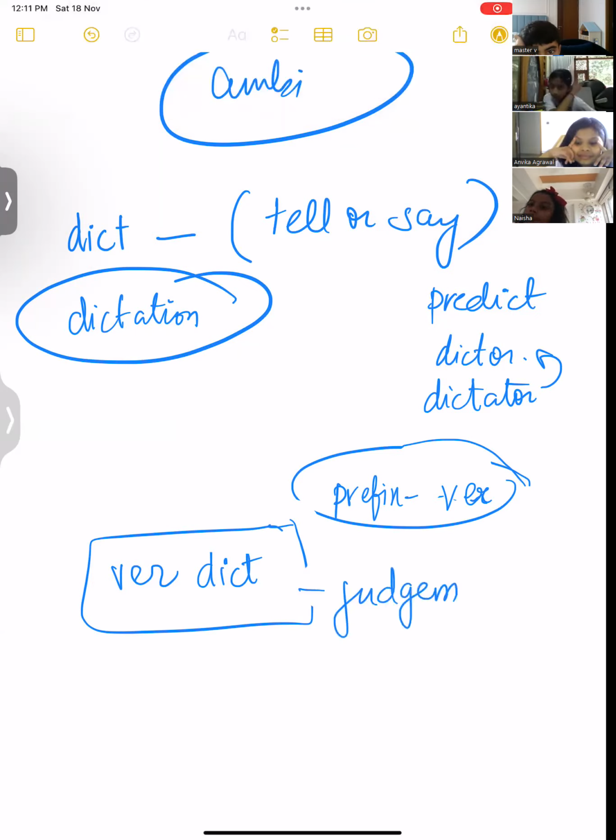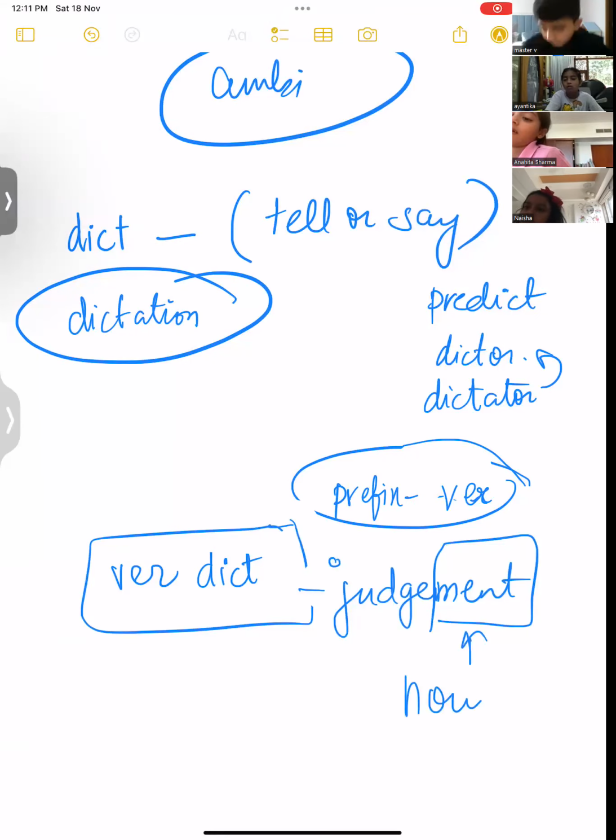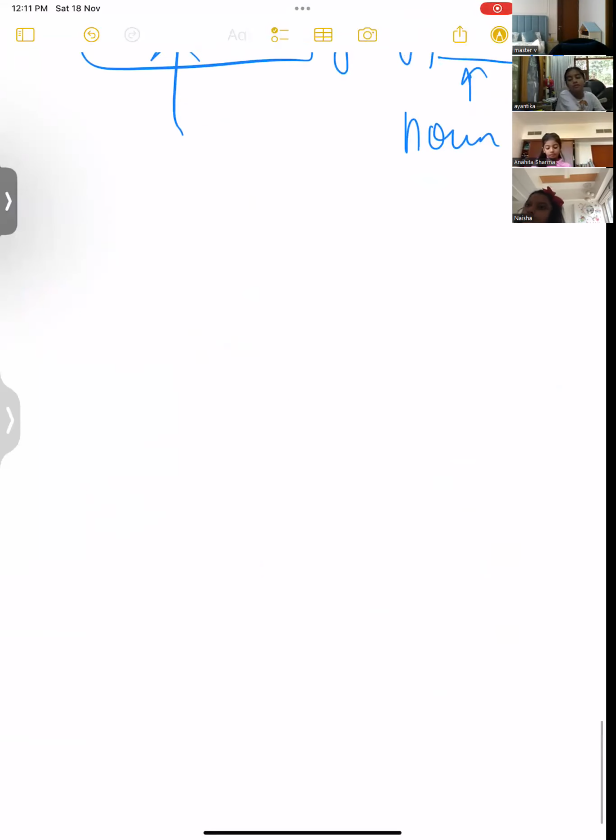Verdict means judgment. And we know that any word that ends with the suffix ment is which part of speech? Ma'am, noun. So verdict is also a noun. Got it? Okay. Next.